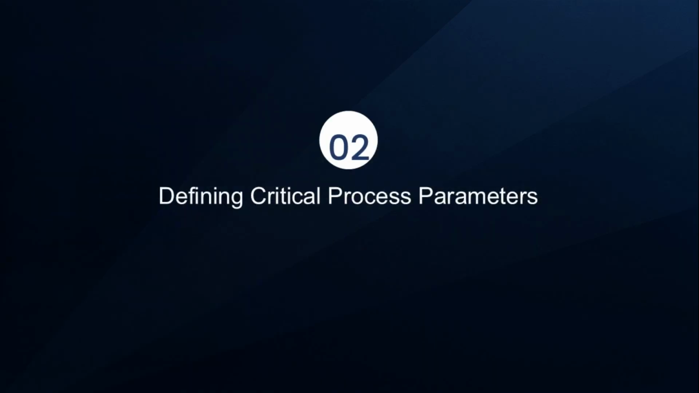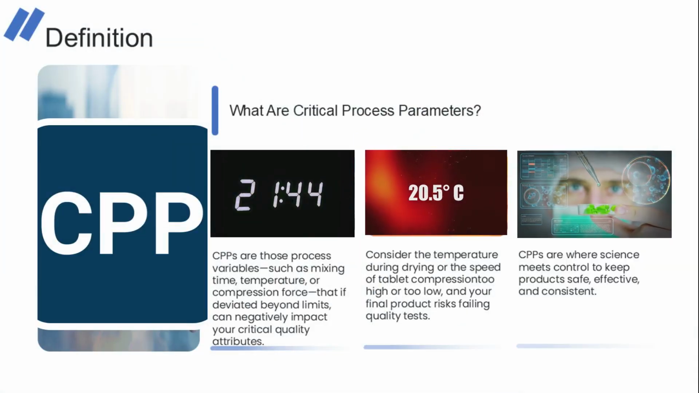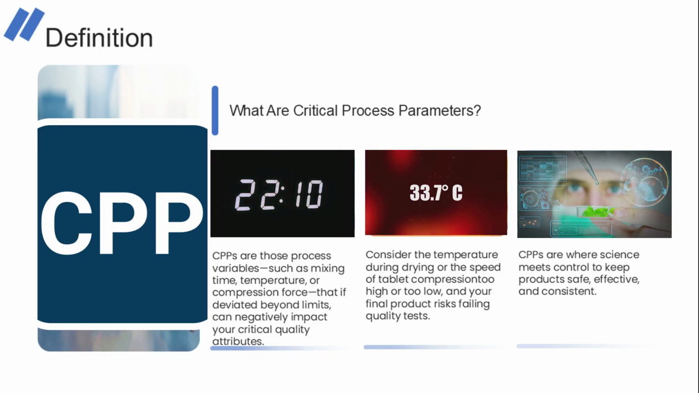Now that we understand their importance, let's take a closer look at what critical process parameters really are, and why they require our careful attention at every step of manufacturing. These are the specific process settings that can make or break the quality of a product, so knowing and controlling them is absolutely crucial. Simply put, critical process parameters, CPPs, are the key process variables, like mixing time, temperature, or compression force, that have a direct impact on your product's critical quality attributes, CQAs.